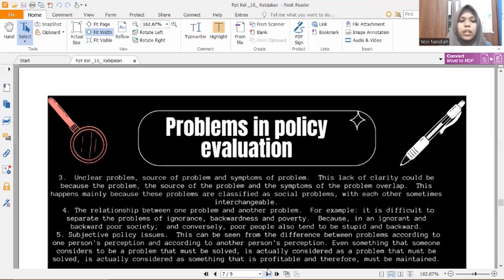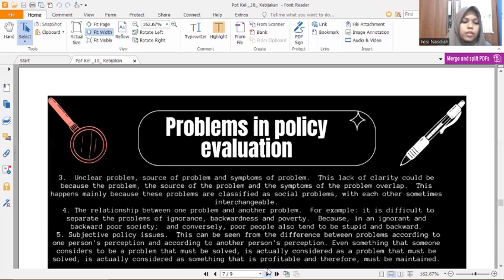Number four, the relationship between one problem and another problem. For example, it is difficult to separate the problems of ignorance, backwardness, and poverty, because an ignorant society tends to be backward, and conversely, poor people also tend to be ignorant and backward.